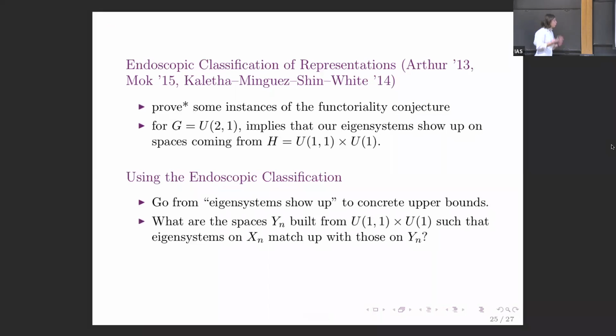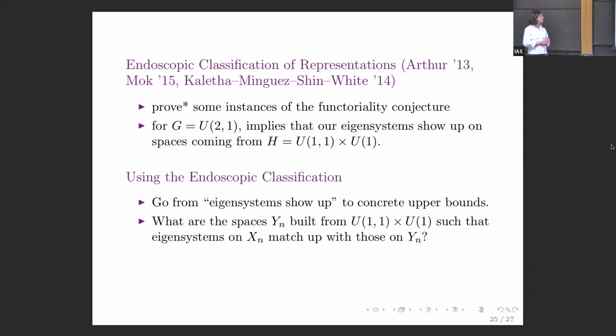Okay. So the good thing about these conjectures is some of them have now been proved. And so the endoscopic classification of representations proves, so let me read the thing and then tell you about the asterisks, the Langlands functoriality conjecture in the special case of what we call endoscopic groups. It's an instance of Langlands functoriality. I'm not going to tell you what it is, but I'll tell you in the case of U21, which is what we're keeping in mind, what it tells us is that our eigensystems show up on spaces that you build from U11 times U1.